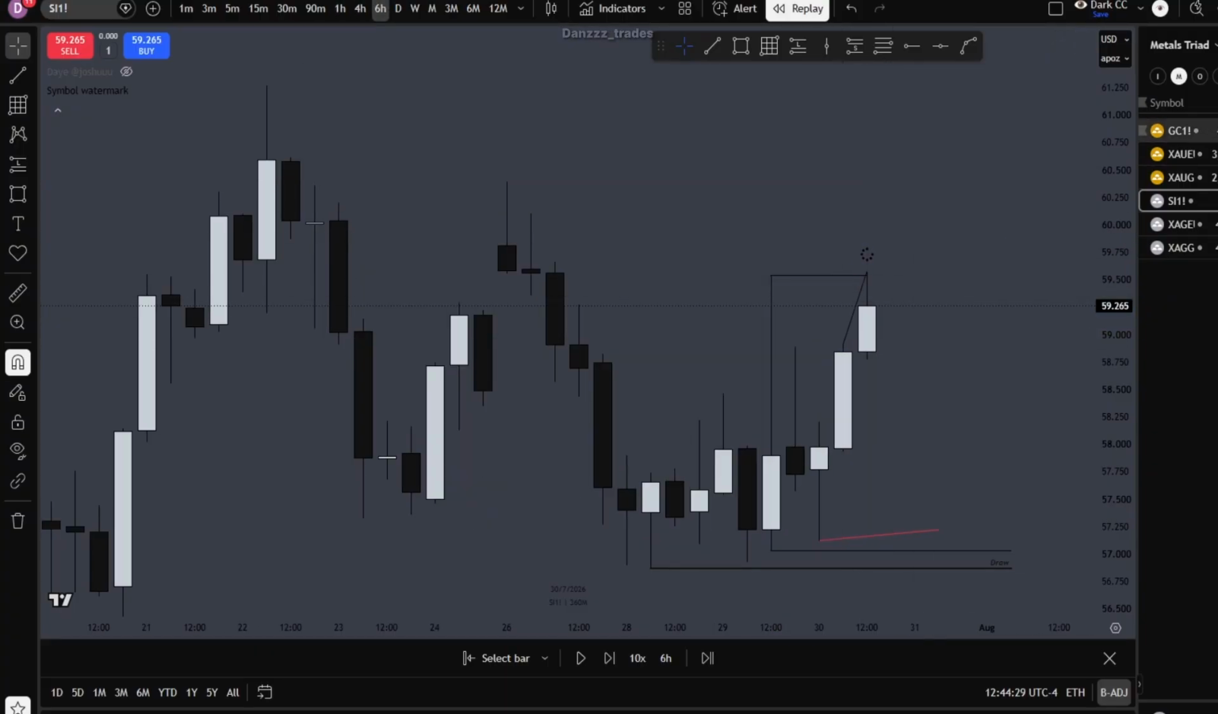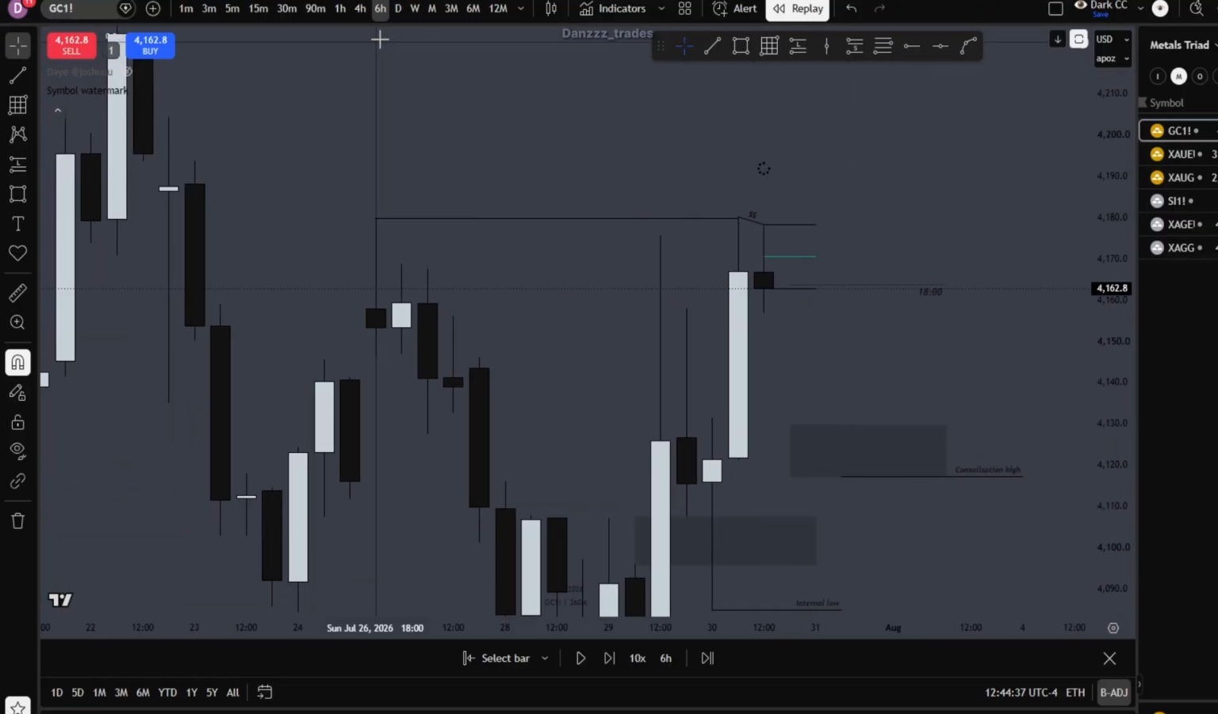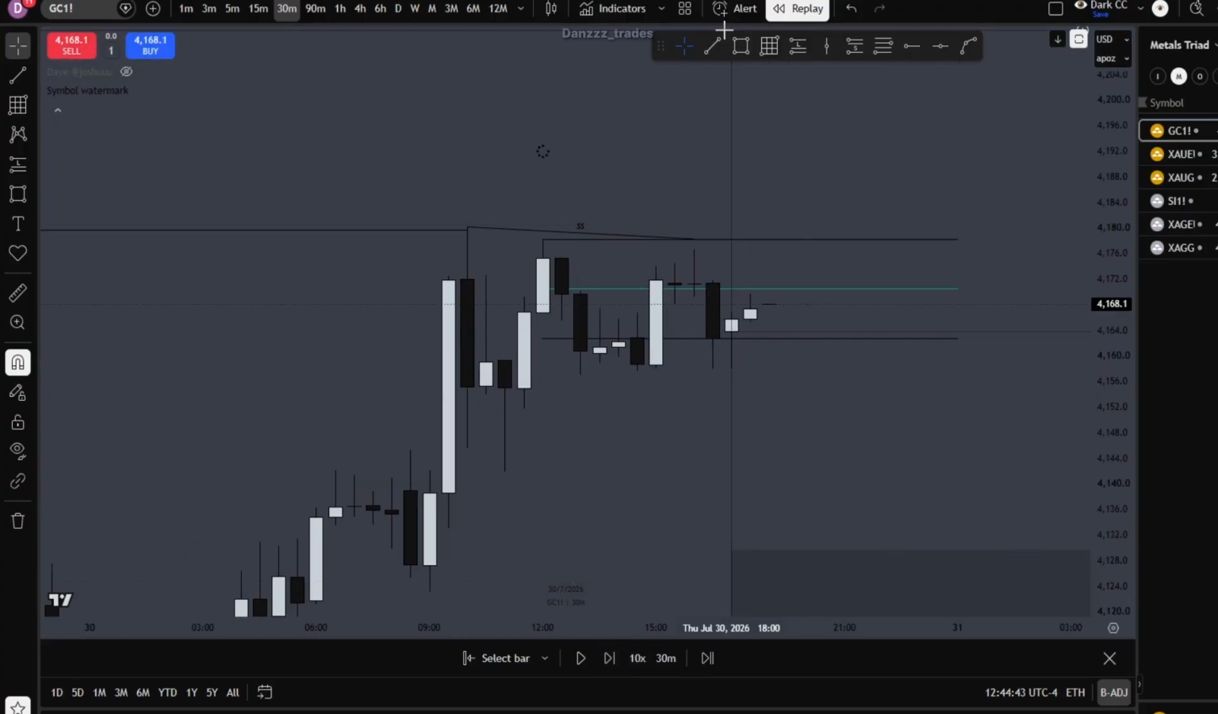So with this clean sequence, we can just mark out our invalidation. So that's going to be EQ of this 6 hour candle. And we drop into like the 30. We can just wait for a gap to form, and then this will be our universal sequence, right? Something in here to short.